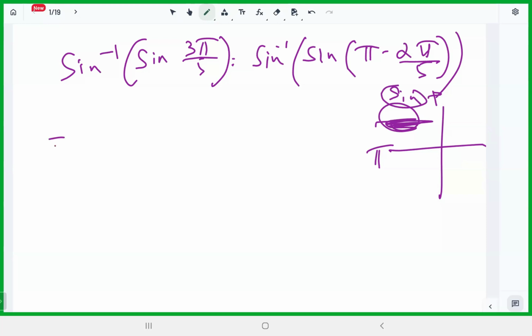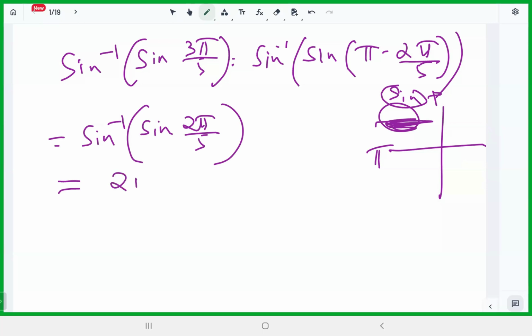So what is the value of this sine inverse of sine 2 pi by 5? In the second quadrant, sine is positive. So sine of pi minus 2 pi by 5 is equal to sine 2 pi by 5. Right. Now applying the property, sine inverse of sine x is equal to x. So instead of x, it is 2 pi by 5. So sine inverse of sine 2 pi by 5 is equal to 2 pi by 5. Is that clear to you?